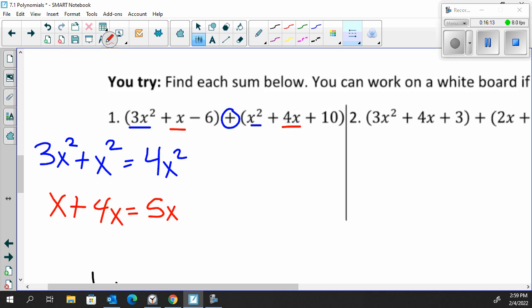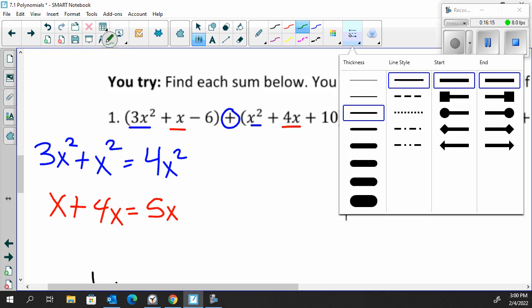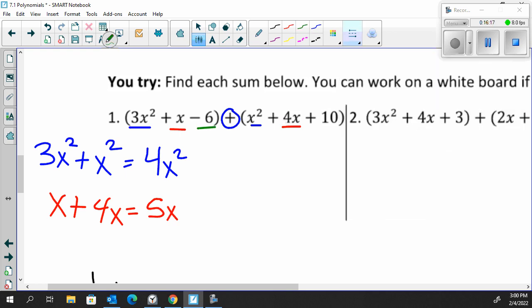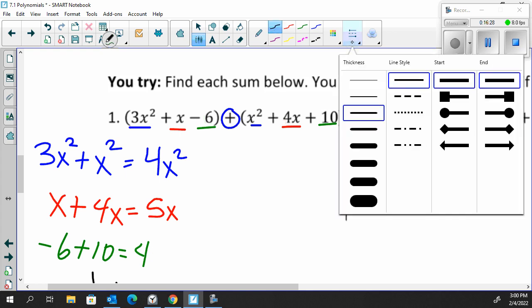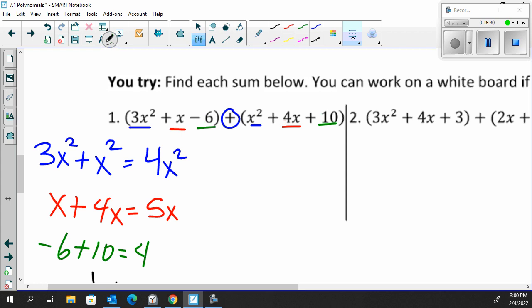And then I have -6 plus 10, which is +4. So what's my final thing going to look like? 4x squared plus 5x plus 4. Wow, you guys are good. Unbelievable.